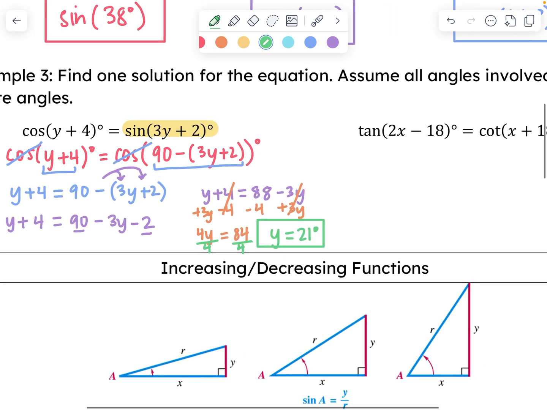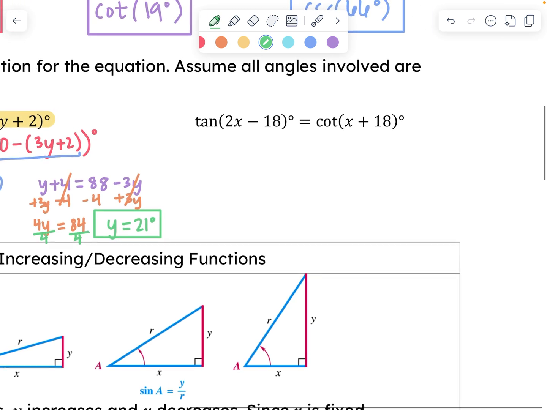Okay, the next one I have tangent and cotangent. With this one, tangent and cotangent are reciprocal identities, but they're also cofunction identities. When we're talking about the reciprocal identities, that's when I have 1 over something. Since this equation doesn't have any fractions, it doesn't have 1 over tangent or 1 over cotangent, this is where using the cofunction identity is going to be more helpful, because I don't have any of the fractions that could help me out like we did in the last set of notes.